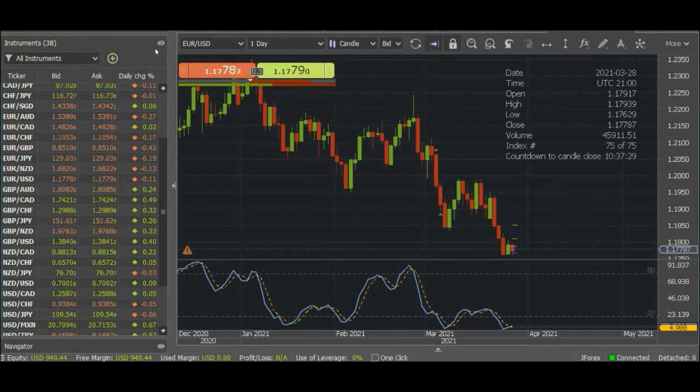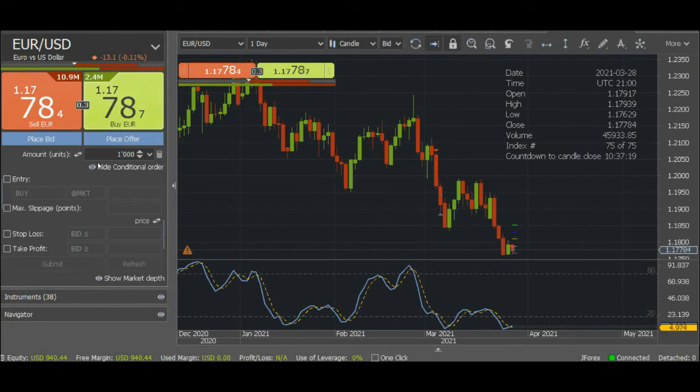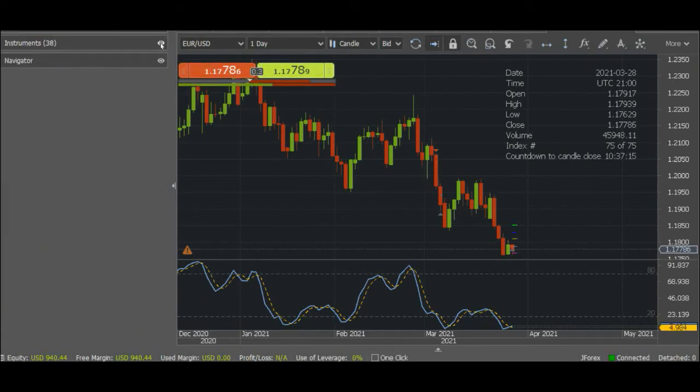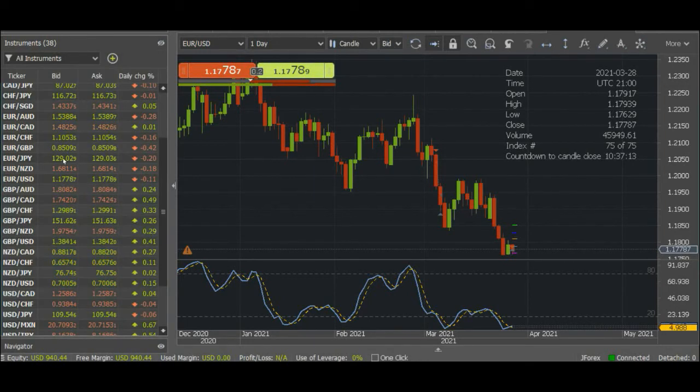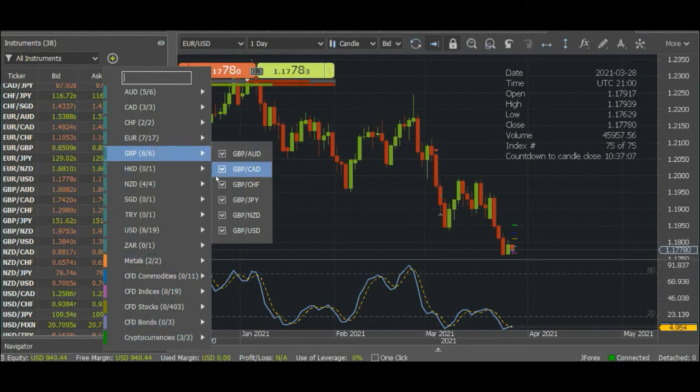In this chart, you can see there are three sections here. First is new order, then instrument and navigator. We use new order to execute any order. I will explain that later, but before that I will show you this instrument part. In this part, you have to click this and add whichever instrument you want. You have to add it like this.